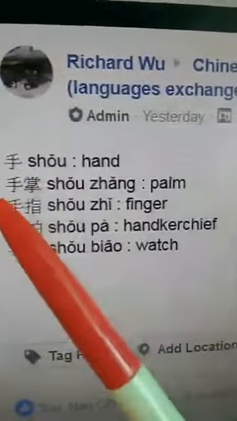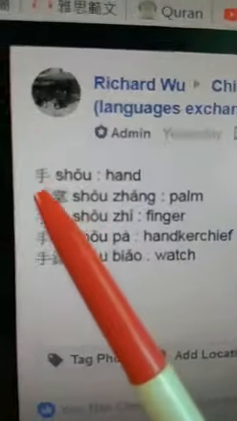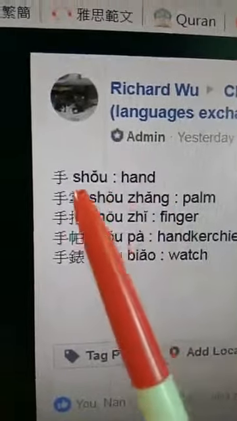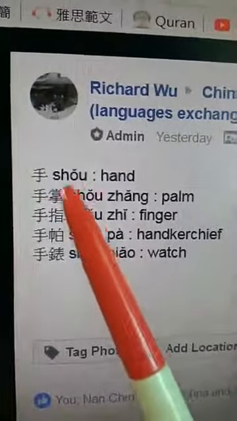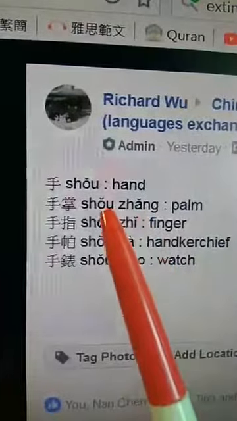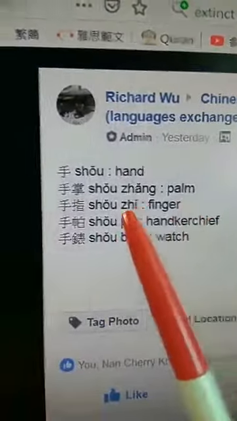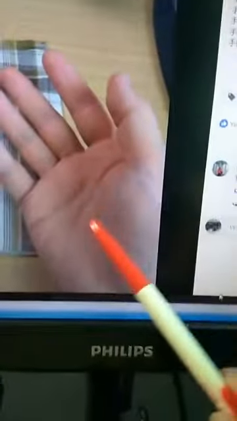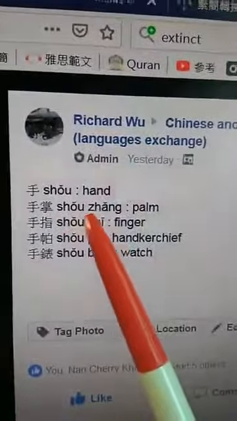Okay, let's talk about the words here. 手 means hand. And then we talk about something related to hands, 手掌. 手掌 means palm. Palm is like this part, this part is your palm. 手掌.